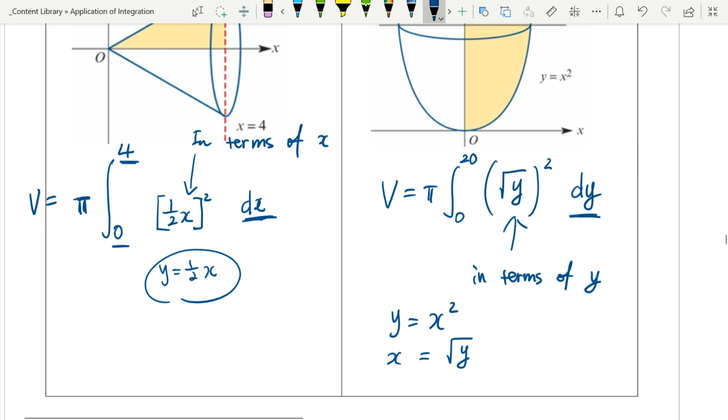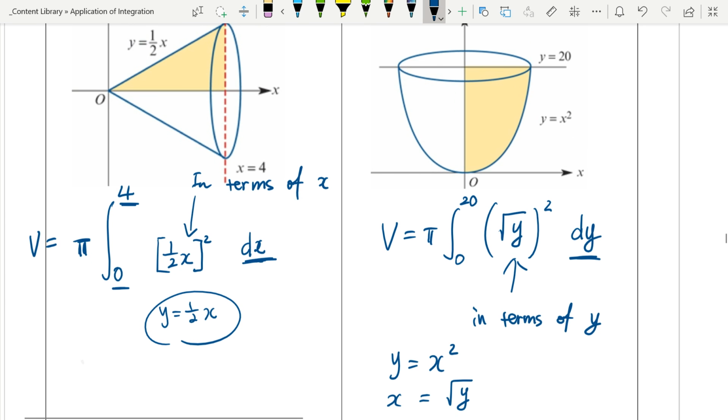So we put 0 to 20 there. Okay, because it's a dy here, then we need to look at the y value, how to make this area. So this area is made by the graph and the y-axis, in between y equals 0 to y equals 20. So we have 0 to 20, that must be the y value.